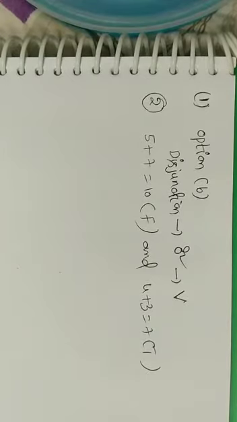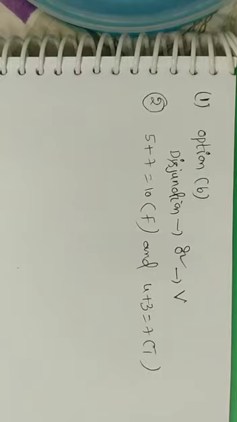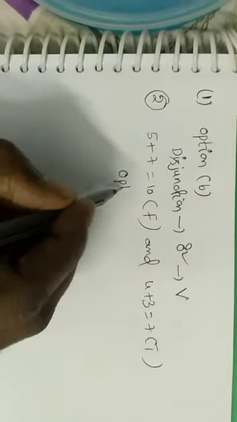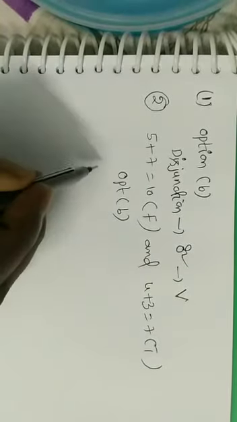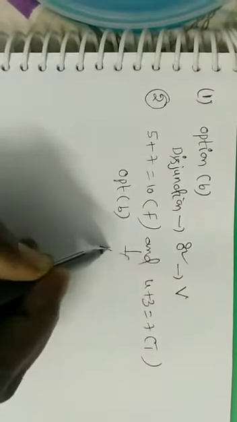So 5 plus 7 is equal to 10, and 4 plus 3 is equal to 7, with the and symbol there. So the second option is the correct answer. So here option B. The and symbol is like this.